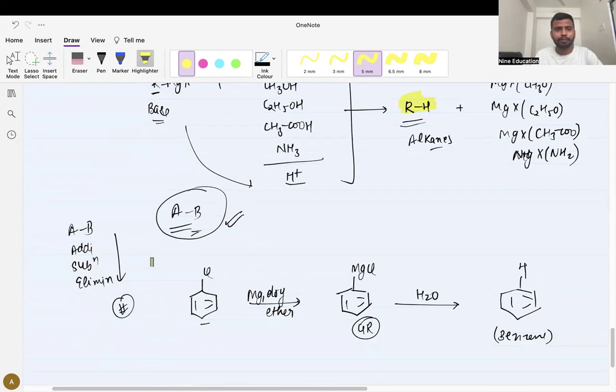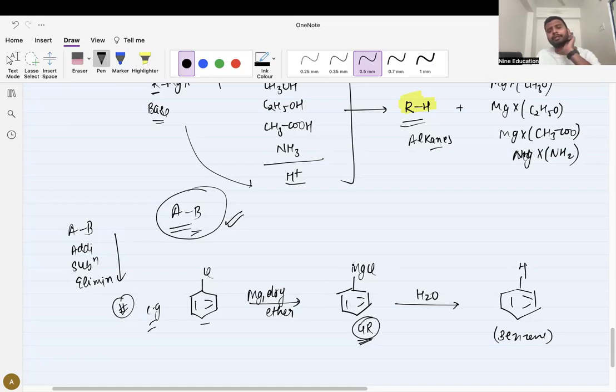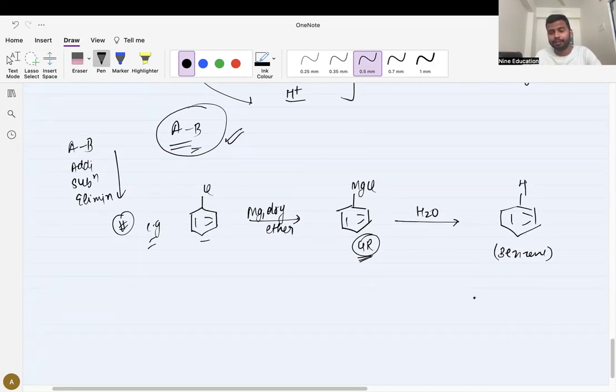Let's say the first example we did. If I have chlorobenzene and I put magnesium in dry ether, I will get magnesium chloride, the Grignard reagent. Now in this Grignard, if I put water, as soon as water is added to the Grignard, it is a highly exothermic reaction. It will give me benzene back. I got benzene.